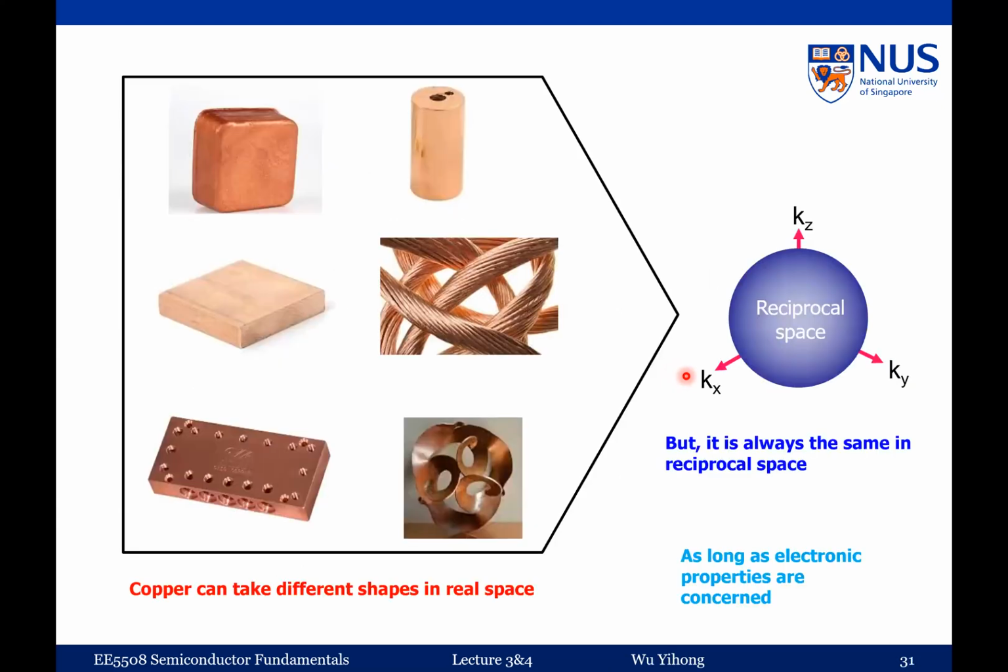So I'll just give you a very simple idea about this. This basically shows you copper in real space in different shapes. This is just a simple block, this is something like a cylindrical shape, a wire, and this is a block with many holes, and this is art, copper-based art. But for all of this, just try to imagine that inside is copper. No matter how you shape it, you have many electrons inside this copper which can move freely.